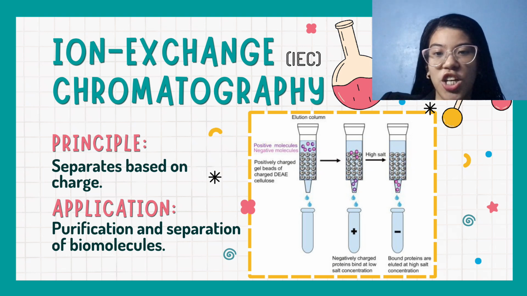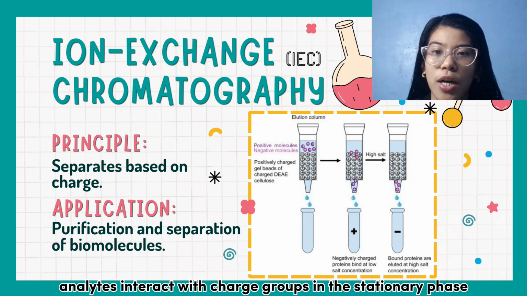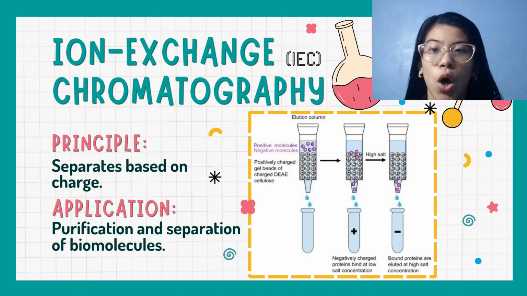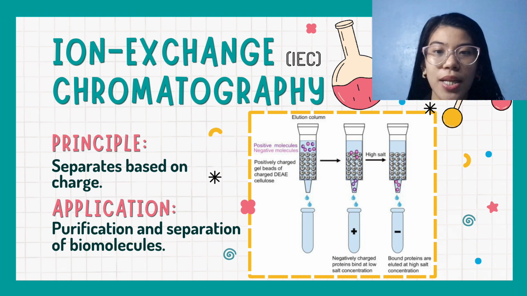Next, we have ion exchange chromatography. IEC separates compounds based on charge. Analytes interact with charged groups in the stationary phase, which allows for effective purification and separation of biomolecules such as proteins, nucleic acids, peptides, and more.